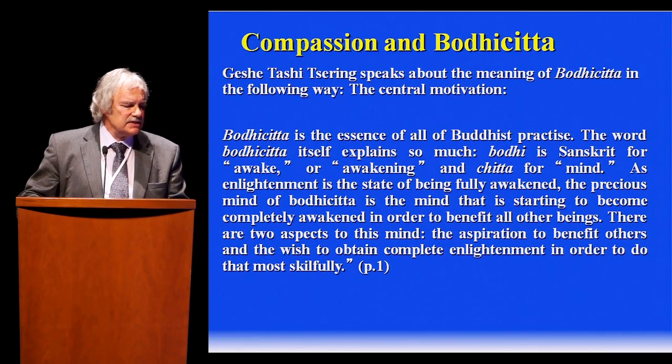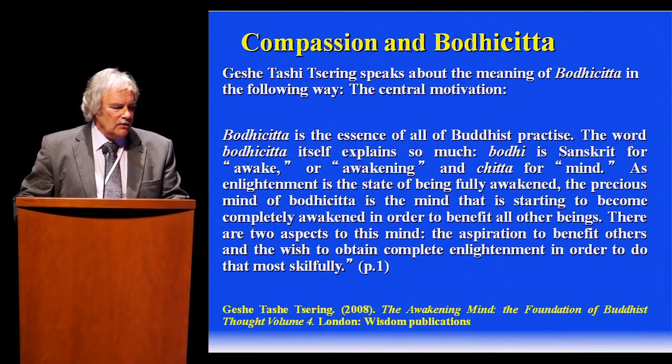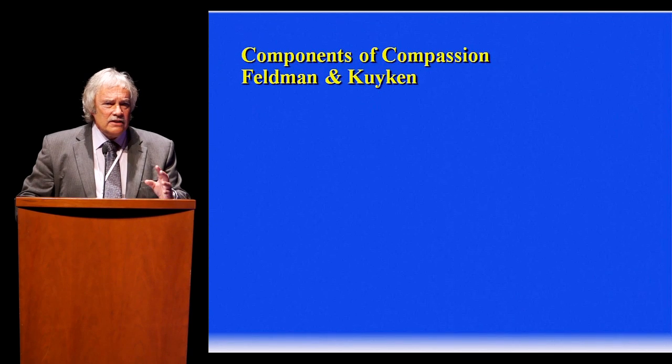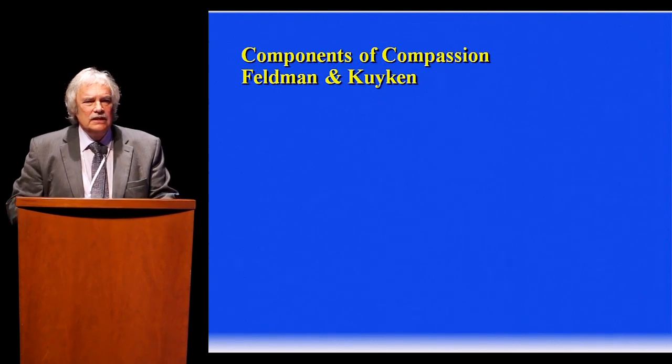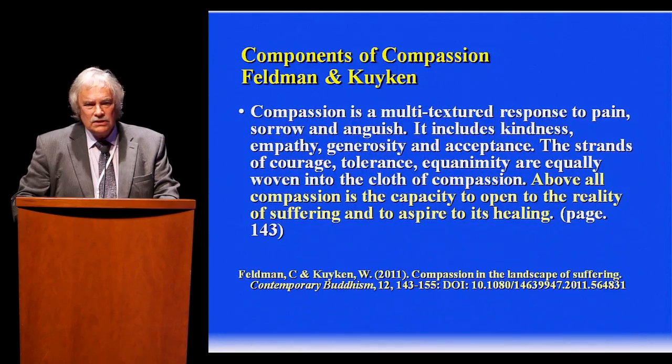So as enlightenment is the state of being fully awakened, the precious mind of bodhicitta is the mind that is starting to become completely awakened in order to benefit all other beings. There are two aspects to this mind: the aspiration to benefit others and the wish to obtain complete enlightenment or wisdom in order to do that. And this is a theme I'm going to follow up with as I go through the next few minutes. The idea that compassion is multi-component is not new. This is a 2,000-year-old concept. The question is, what are the components?